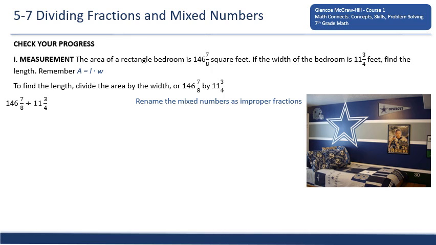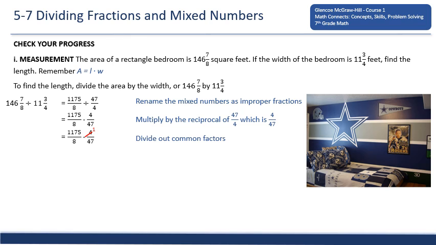So we're going to rename the mixed numbers as improper fractions. So we'll take the word for it that 146 7/8 converts to 1,175 over 8. And then 11 3/4. 11 times 4 is 44, plus 3 is 47. So we get 47/4. Now we need to multiply 1175 over 8 times the reciprocal of 47 over 4. So we're going to get 1175 over 8 times 4 over 47.